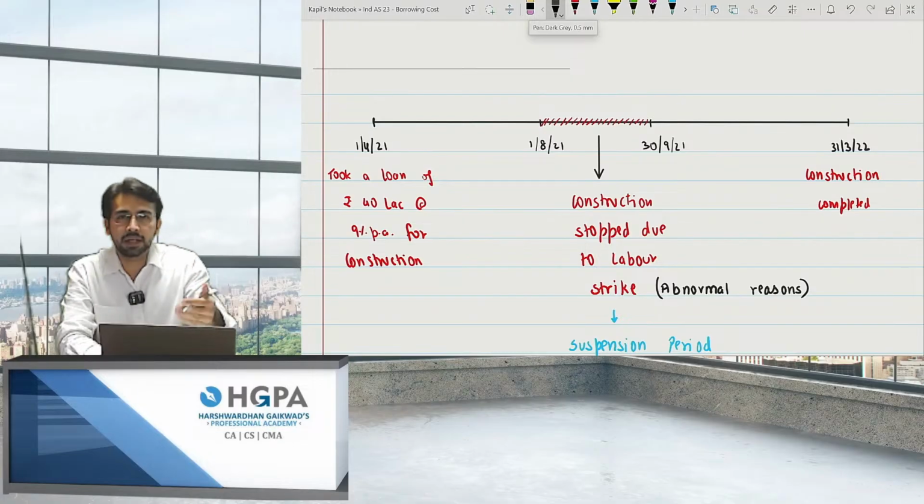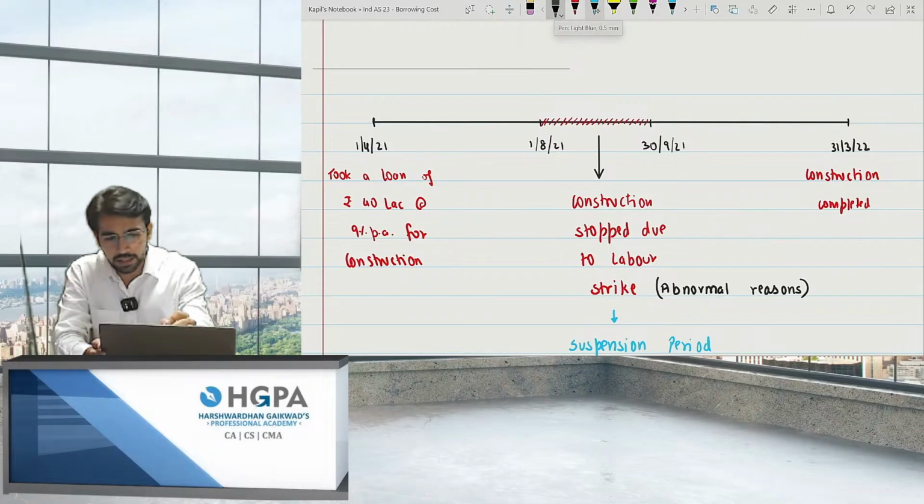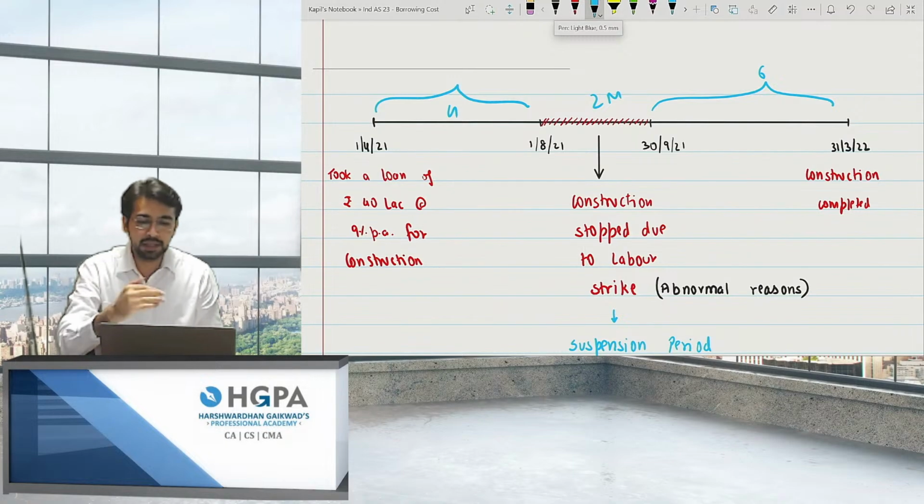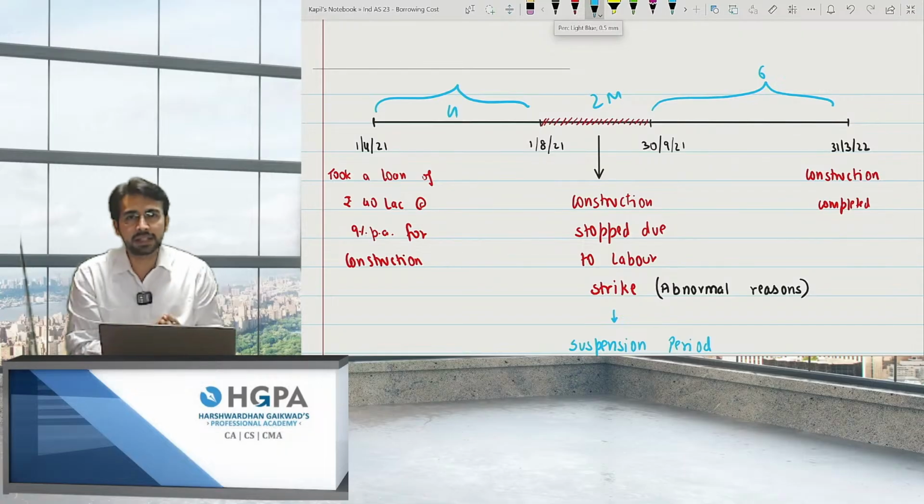After the work is done, I can start capitalizing again from that date itself. So in this period, 6 months and 4 months, I can capitalize. But for these 2 months, I need to expense it out. That means I have to transfer it to P&L. I cannot capitalize if it is for an abnormal reason, like a labor strike or shifting of the premises and so on.